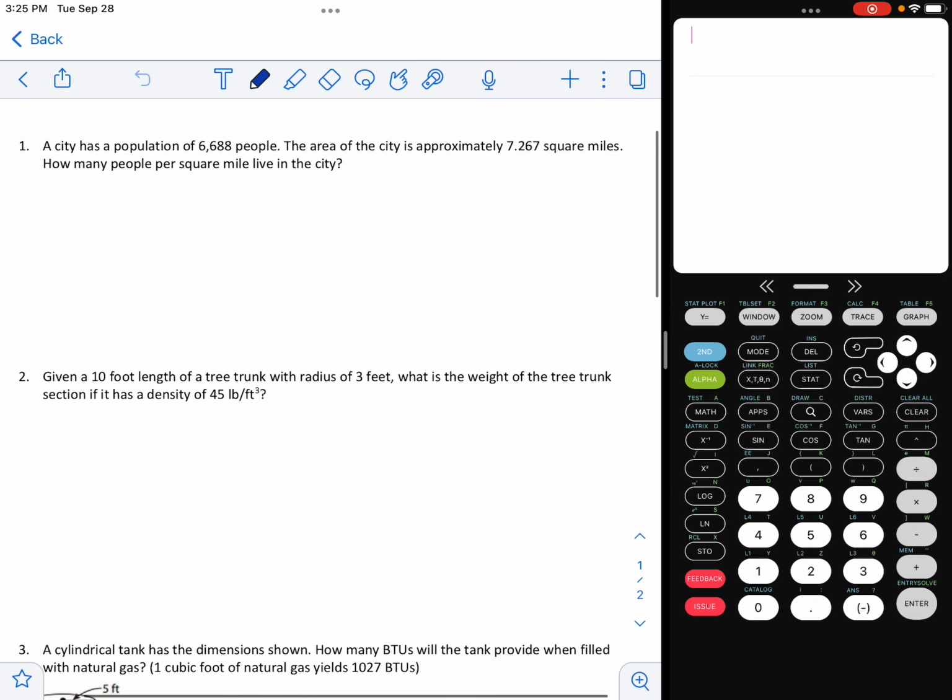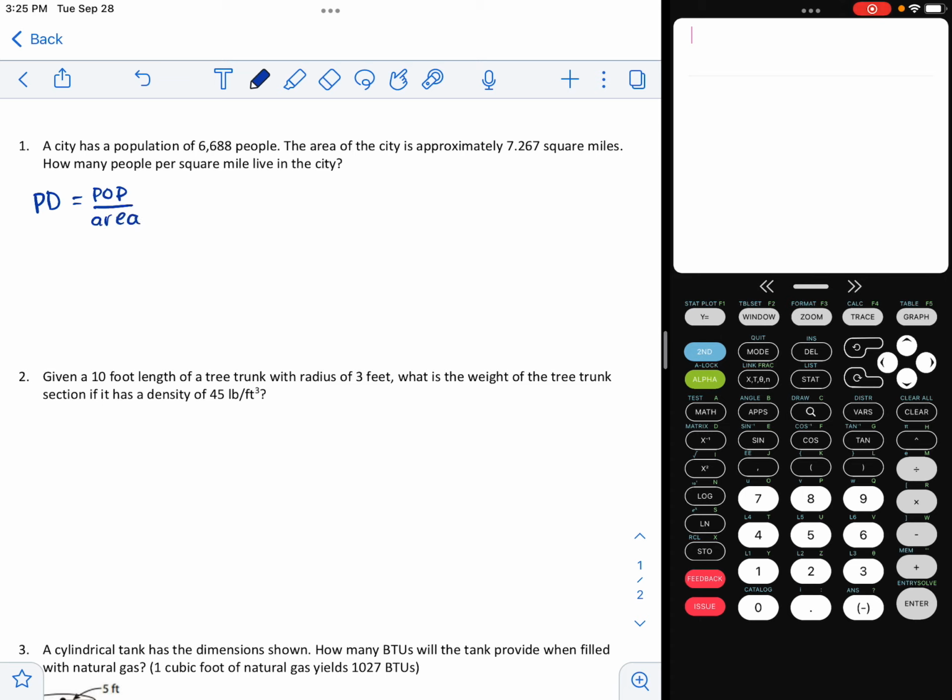All right, so these are some examples of the density application problems. Question number 1 says a city has a population of 6,688 people. The area of the city is approximately 7.267 square miles. How many people per square mile live in the city? So here, this is a question about population density. And the formula for that is population density equals population over area.